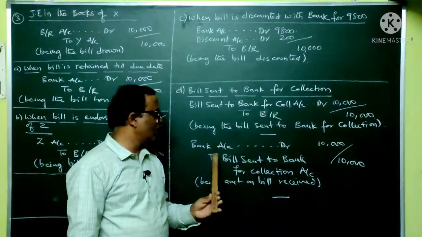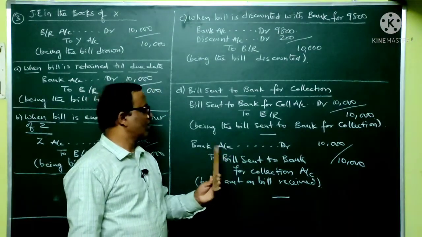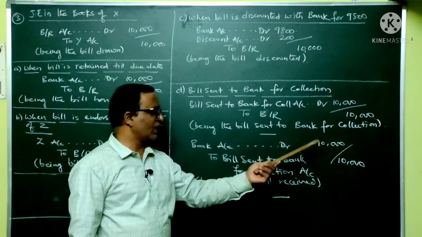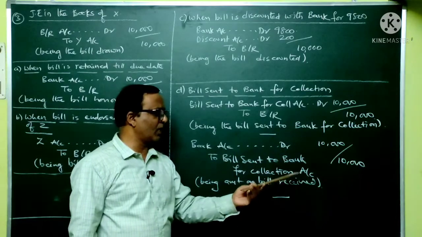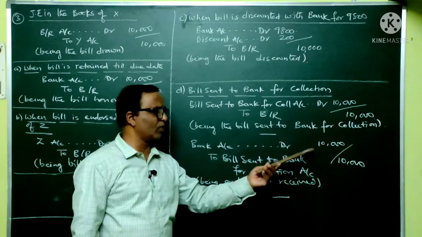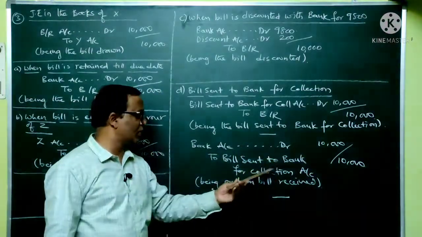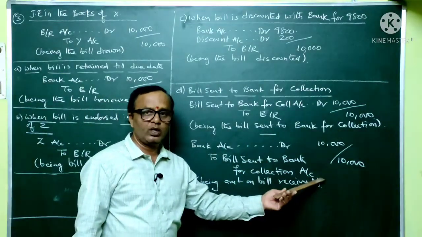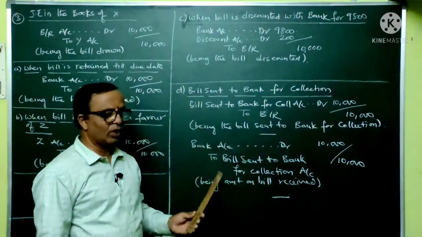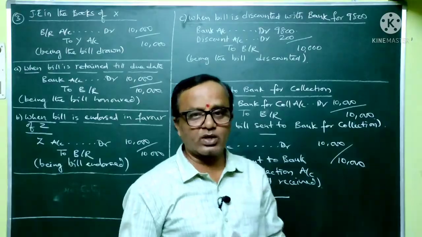So at that time, Bank Account Dr. 10,000 to Bill Sent to Bank for Collection Account, because in your bank account it will be credited. Bank Account Dr. to Bill Sent to Bank for Collection Account. So these are the entries in the books of the drawer, in other words X.